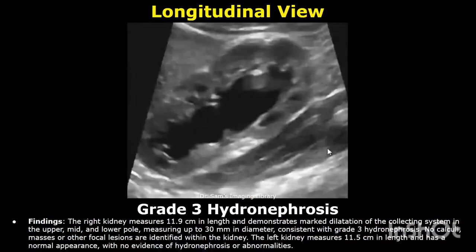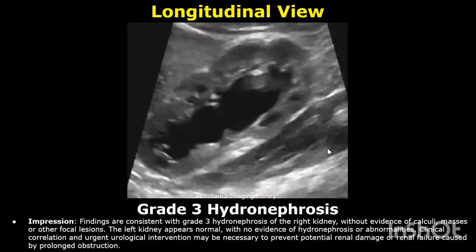This is a report for grade 3 hydronephrosis. You can write marked dilatation of the collecting system, and then you can mention the location. Here the collecting system measurement was 30 millimeters in diameter. This is the impression. The findings are consistent with grade 3 hydronephrosis, and the impression ends with the statement of clinical correlation.